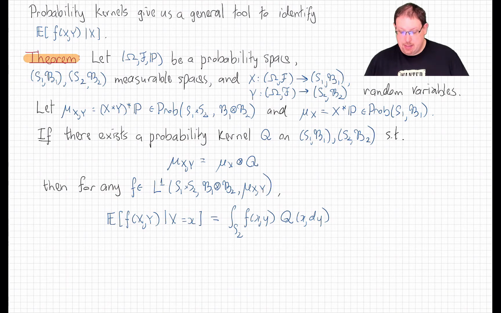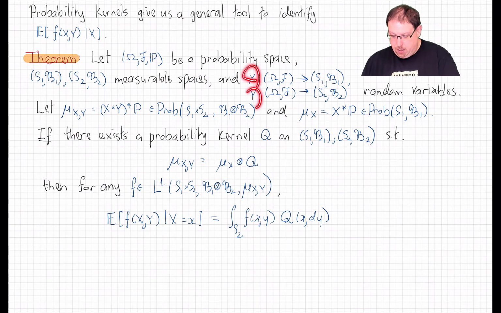Suppose we have a probability space and two measurable spaces, which are the state spaces of two random variables, X and Y. Let mu of XY denote the law of the random vector XY, that is, the push forward of the probability measure P to a measure on the product space by XY, and let mu X be the law of X, the push forward of the probability measure P under X. If we can find a probability kernel over these two state spaces such that the joint law of X and Y is the product of the law of X with that kernel.